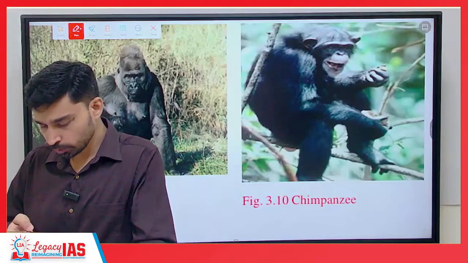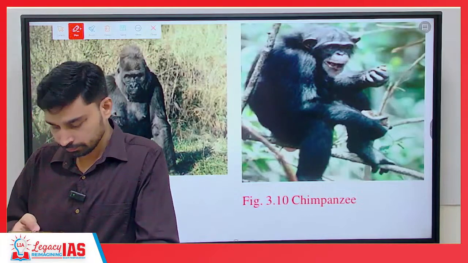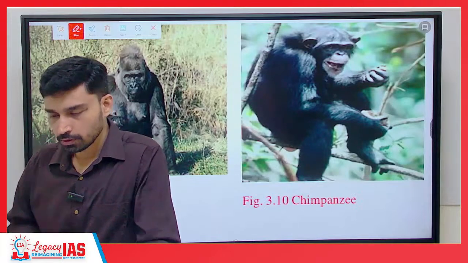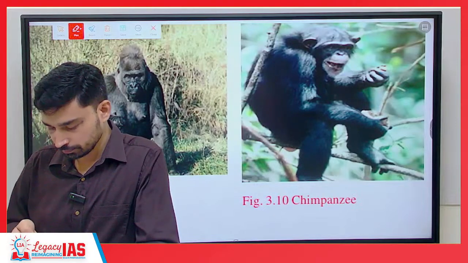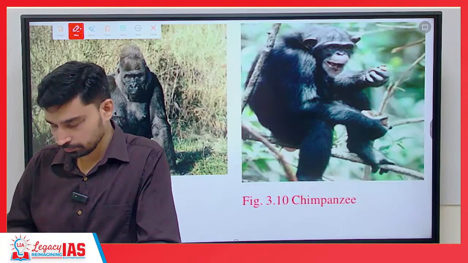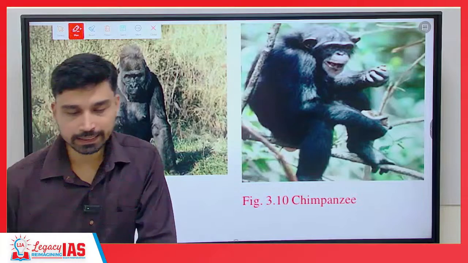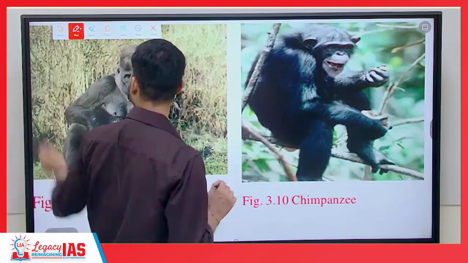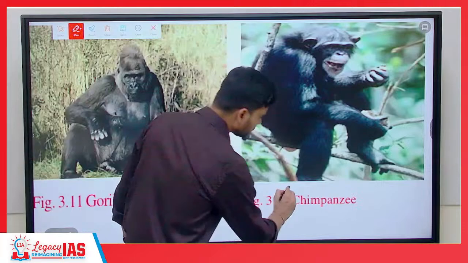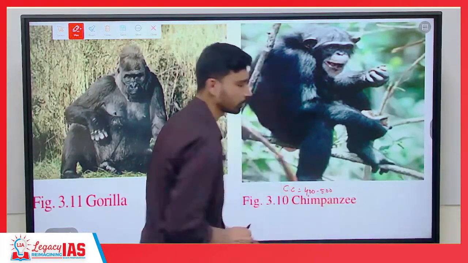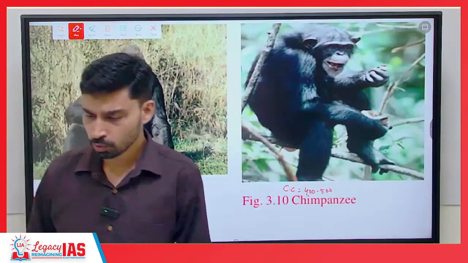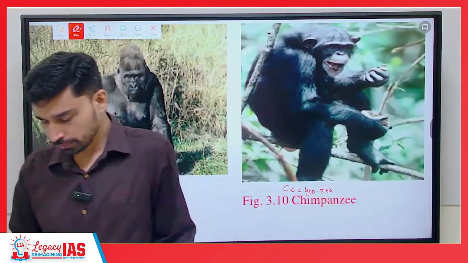Weight is 125 kg. Then the cranial capacity is between 400 to 500 cc.